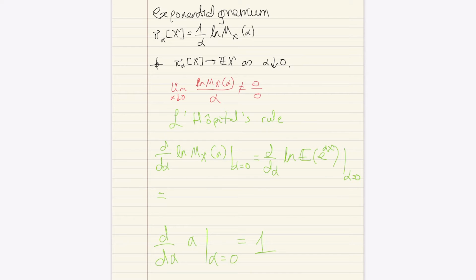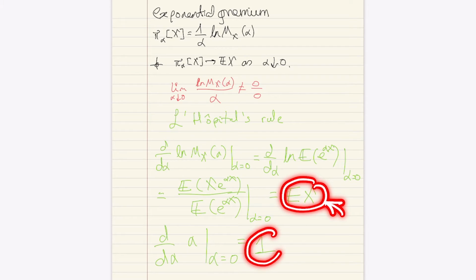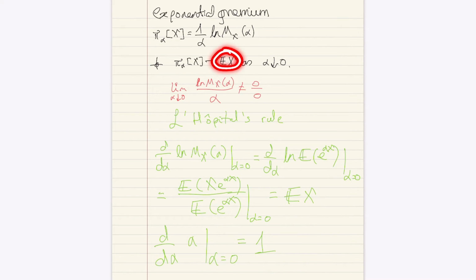So what is the derivative of the expectation of the exponential of alpha times X? Well, that is just the expectation of X times the exponential of alpha X divided by the expectation of the exponential of alpha times X. And when we evaluate this expression at 0, these exponentials just tend to 1, and we are left with the expectation of X. Now, if we divide this expectation by this number here, what we get is precisely what we wanted.